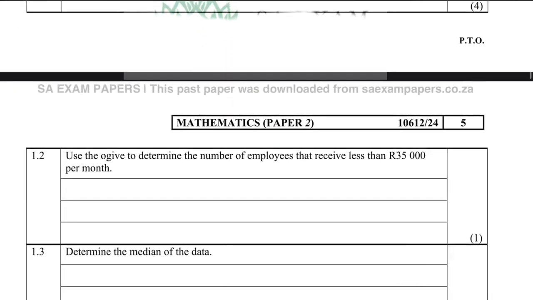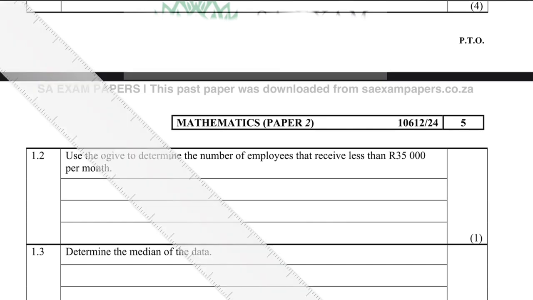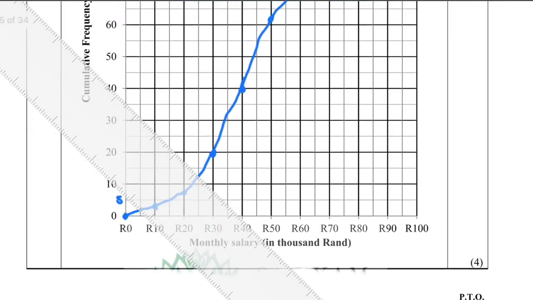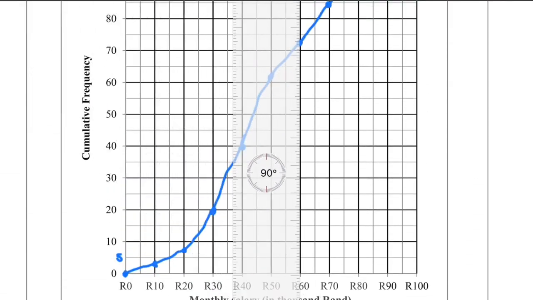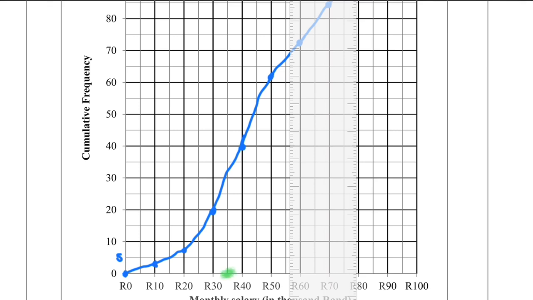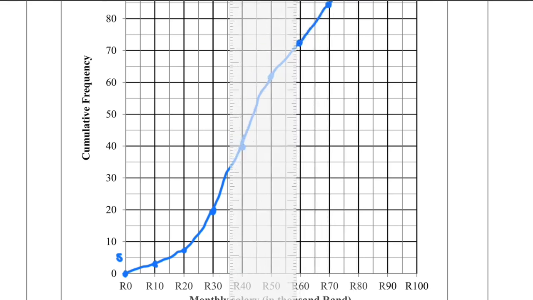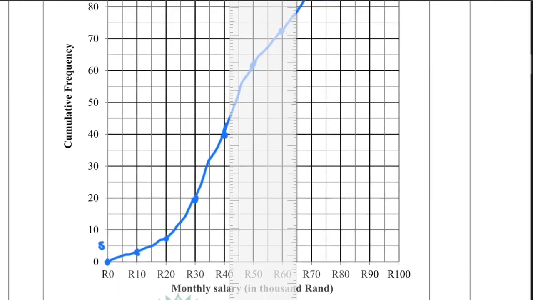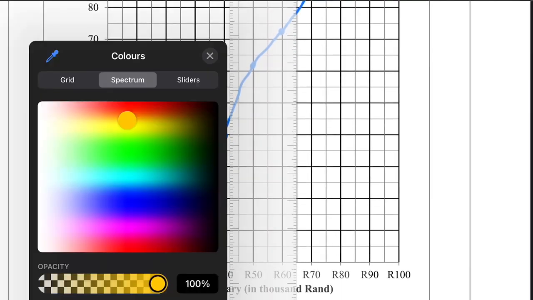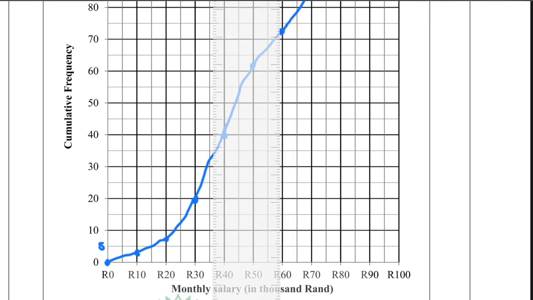Use the cumulative frequency graph to determine the number of employees that receive less than 35,000. So let's take our ruler because we're going to need it and go to where we find 35,000. So 35,000 is here at this point. That is 35,000, right? Because that's the monthly salary in thousands. So 35,000, we draw a line until we touch the cumulative frequency. So let's go up.